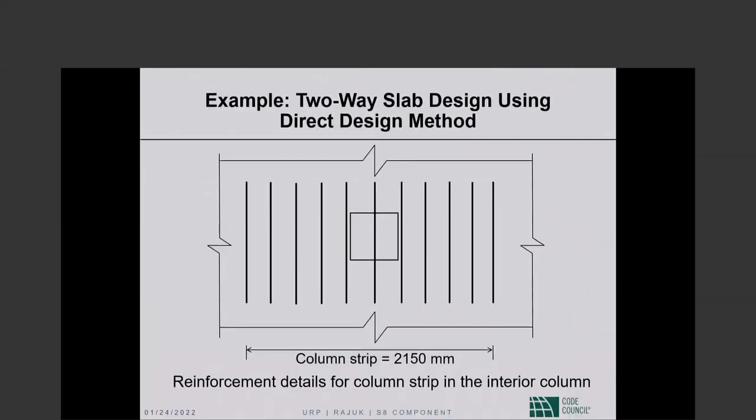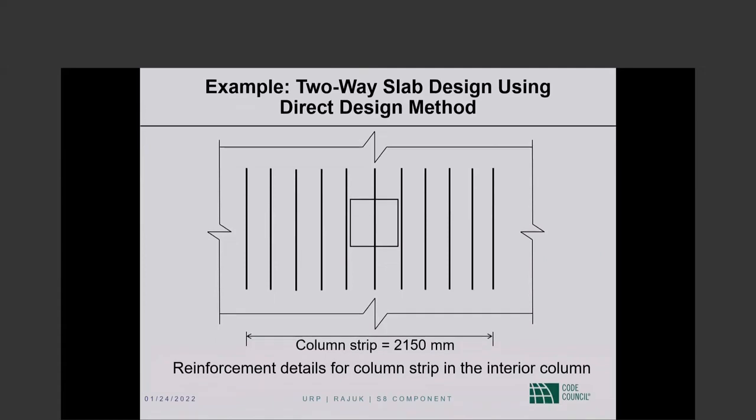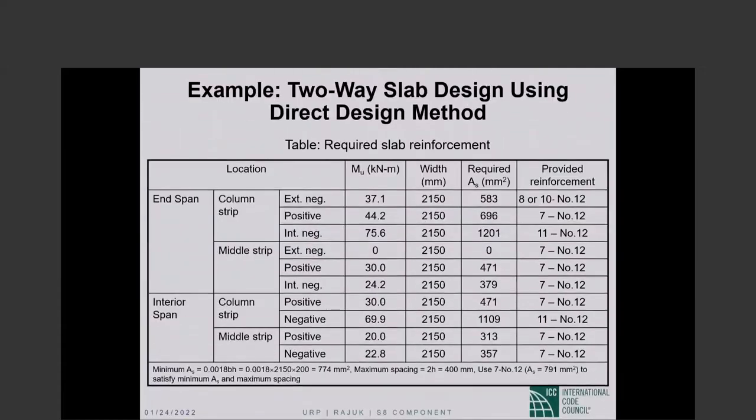So this is what we have provided at our interior support section: 11 number 12 at a uniform spacing of 215 millimeters. This is good enough for the transfer moment as well. And this is a summary of everything that we have done. Some of it didn't have to be shown because it is minimum moment. Anyway, this is a summary of the entire design of that strip that we set out to design.